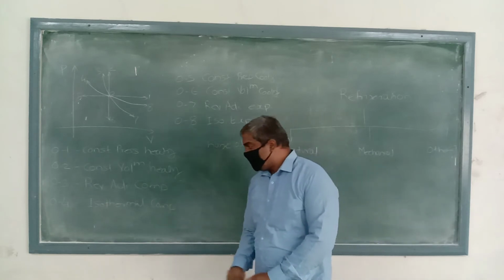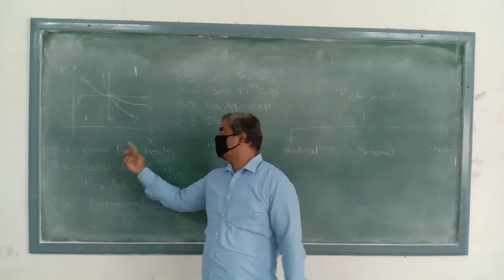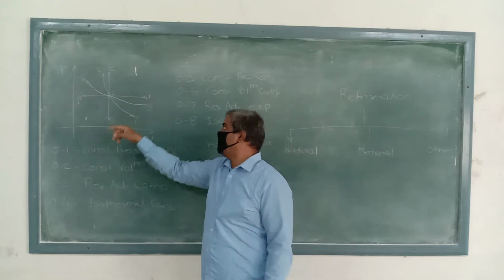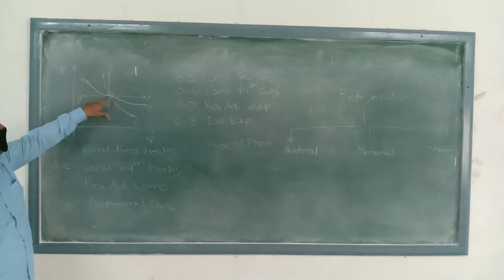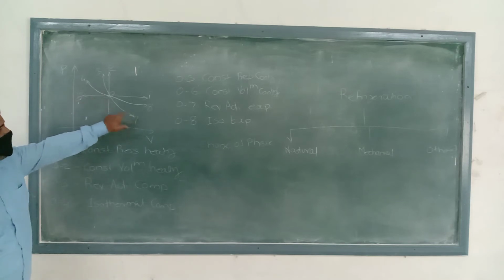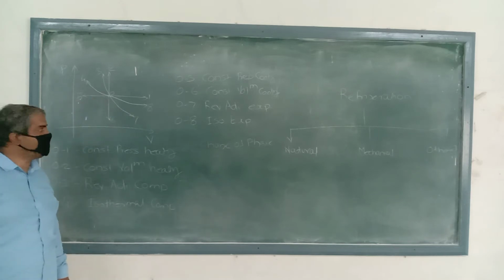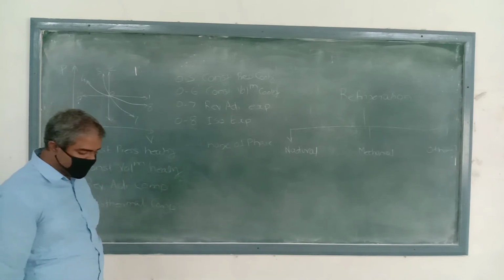So today we have taken a brief review of the various thermodynamic processes. 0 to 1 constant pressure heating process, then 0 to 2 constant volume heating, then 0 to 3 reversible adiabatic compression, 0 to 4 isothermal compression, 0 to 5 constant pressure cooling process, 0 to 6 constant volume cooling process, 0 to 7 reversible adiabatic expansion process, 0 to 8 that is the isothermal expansion process.